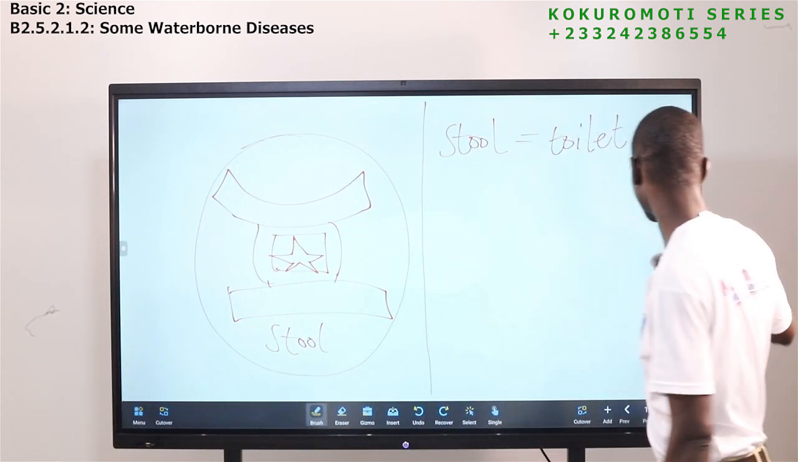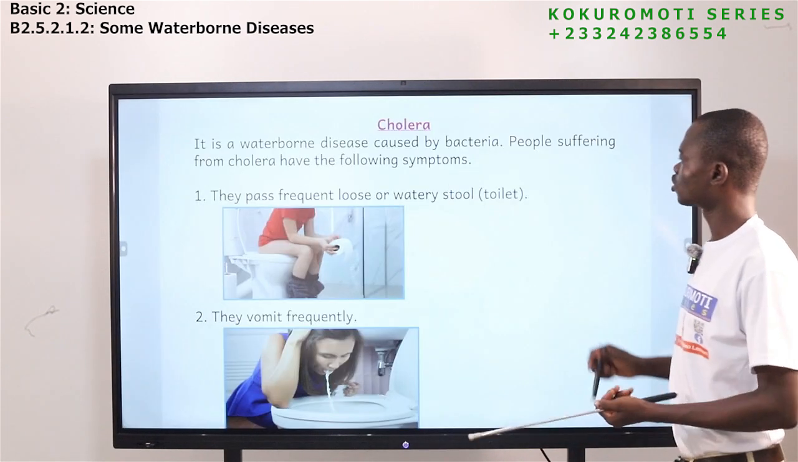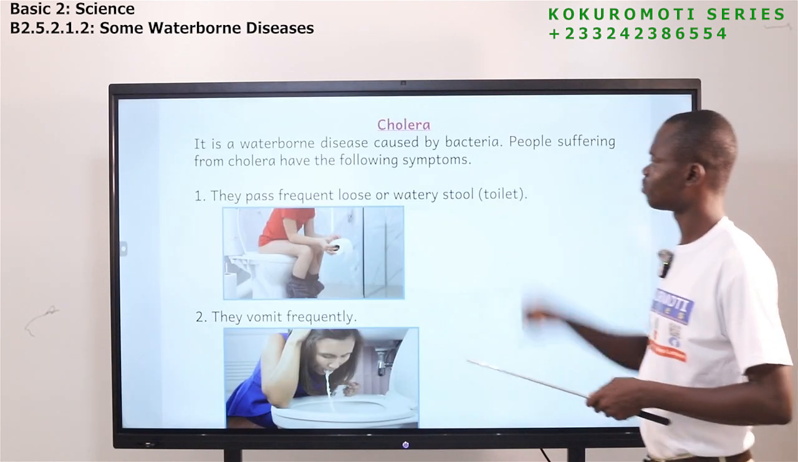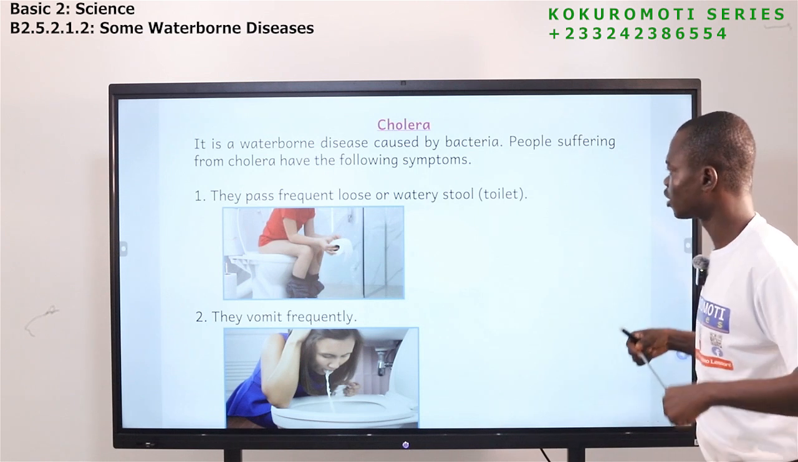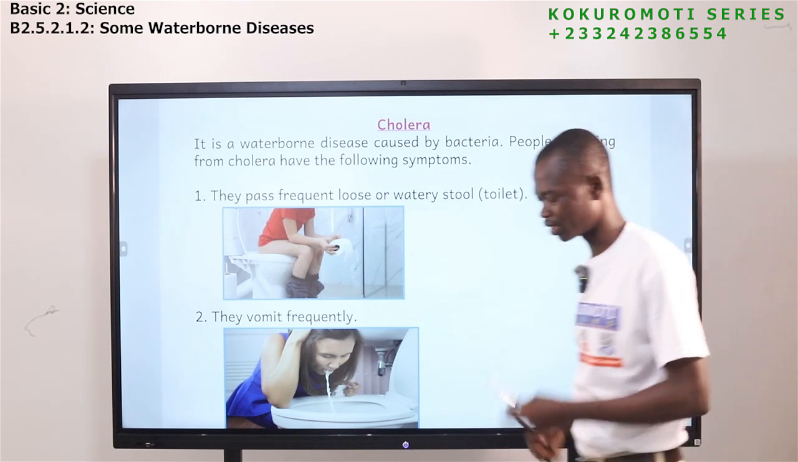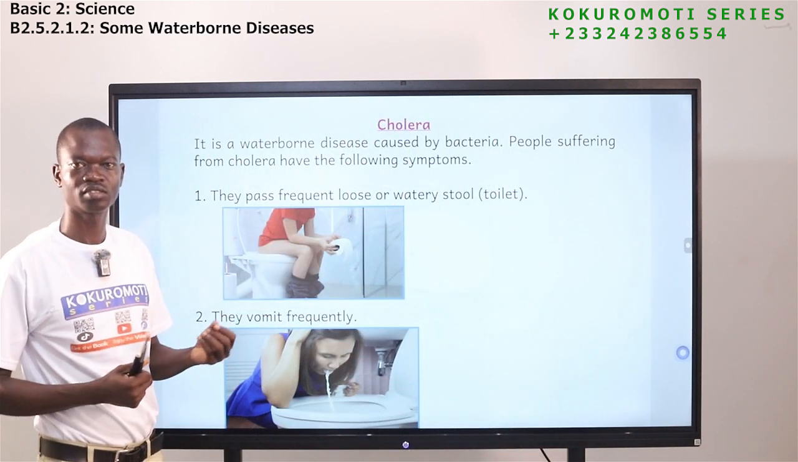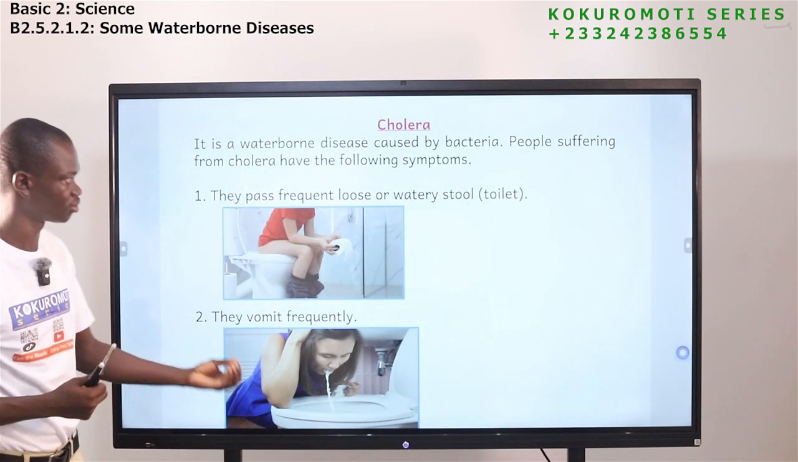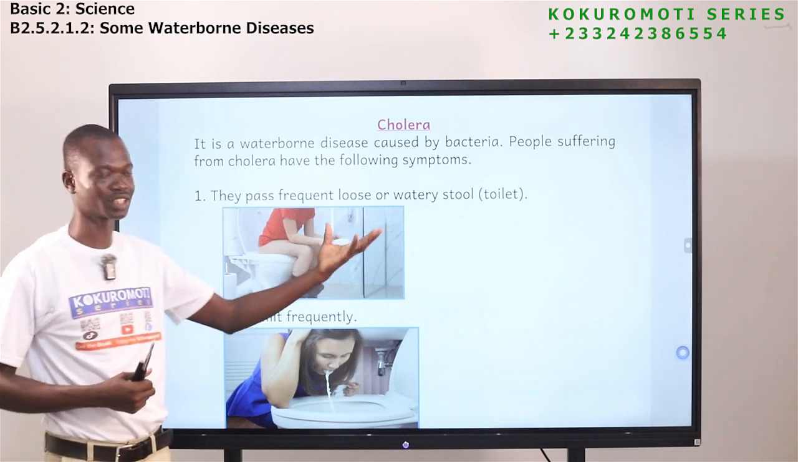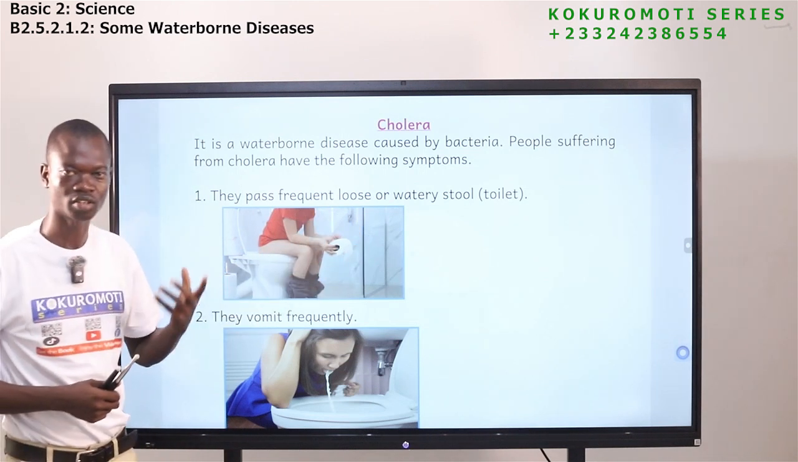Okay, so let's go back and see what we have. So those who have cholera, they pass frequent loose or watery stool. So you see them visiting the washroom frequently. And the toilet that comes out is like water. And it's watery. It's like water, so it is what? Watery. So that is one sign or symptom.